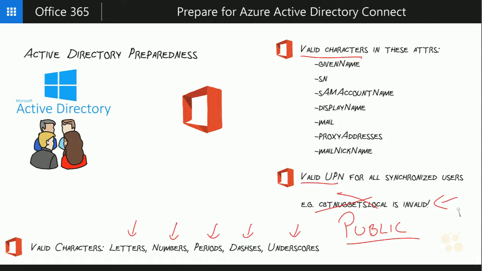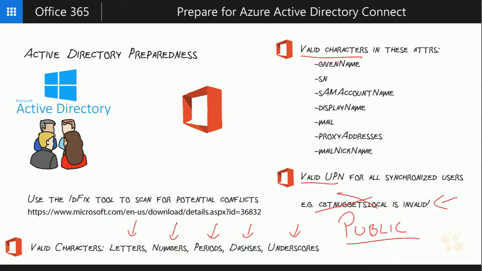Thankfully, Office 365 gives us one of those, the .onmicrosoft.com domain. I'm going to show you in a second how you can set that up so that it works properly. If you're concerned about searching through your Active Directory for all of these problems, don't worry.